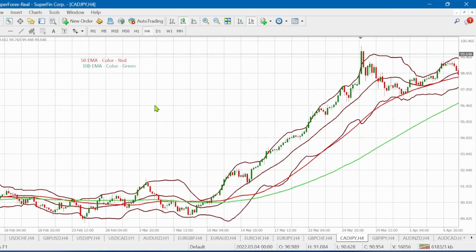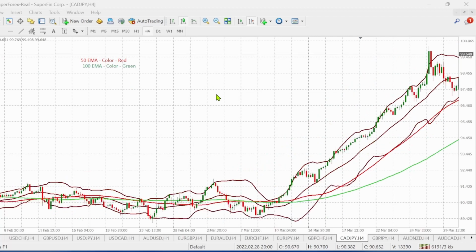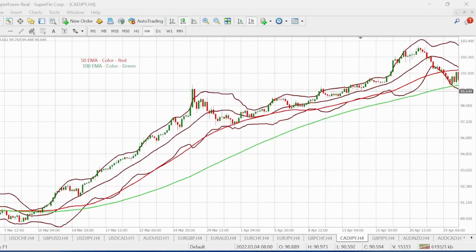Now, exit the trade when the candle closes outside the 50 EMA. Let me show you what I mean. You exit the trade when the candle closes below the 50 EMA, this red one here. This is where you exit the trade.